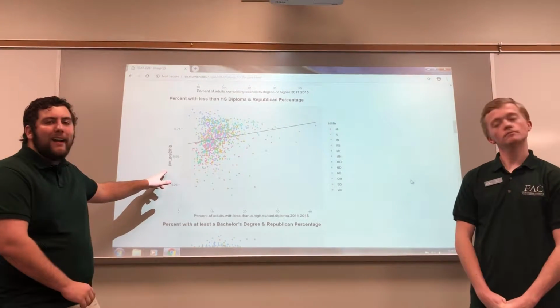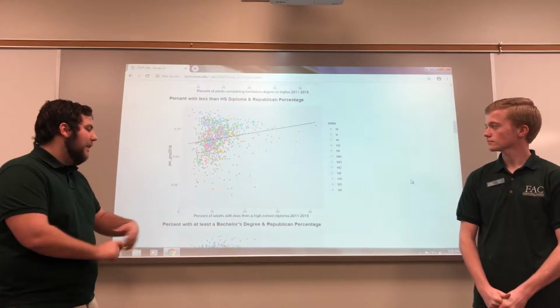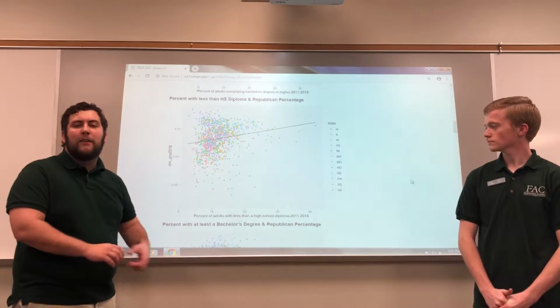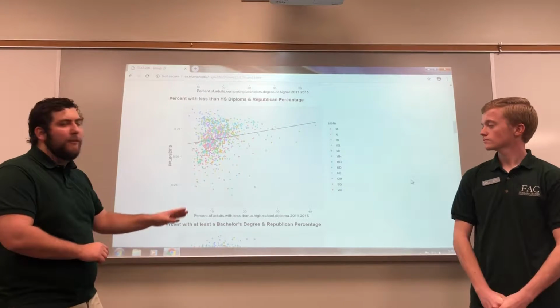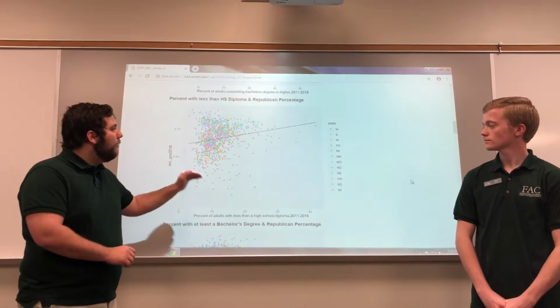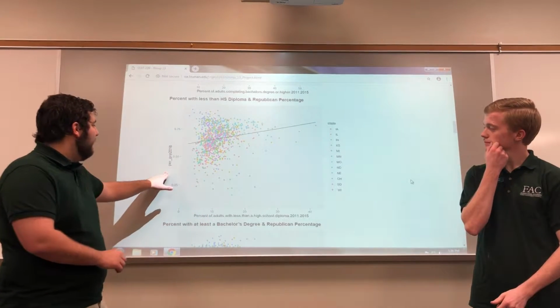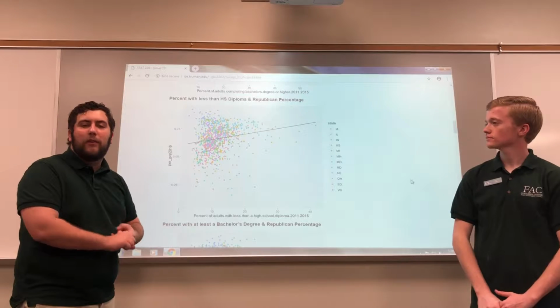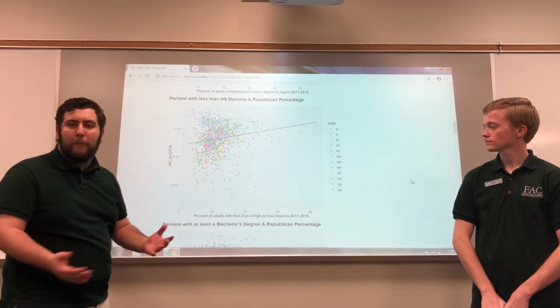So we replace the y-axis with the percentage of GOP or Republican voters in each individual county, and our x-axis is back to the percentage of adults with less than a high school diploma. If you remember from our very first scatter plot, we had a downward trend on our line of fit, and as you can see, now that we replace this y-axis with the percentage of adults voting GOP, you see that downward trend turn into an upward trend.